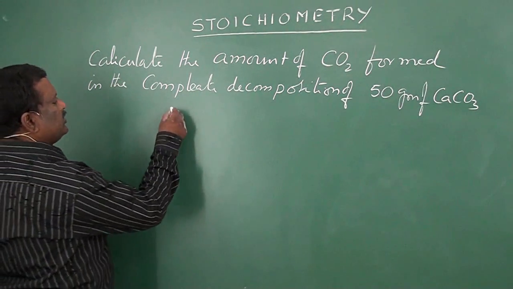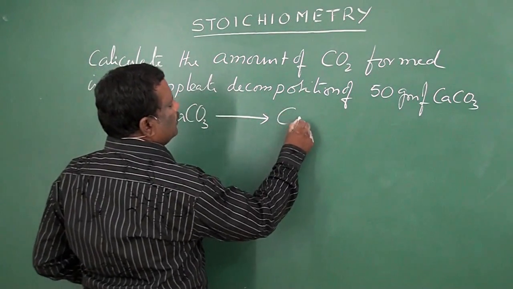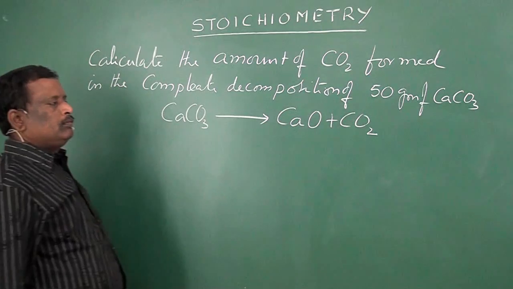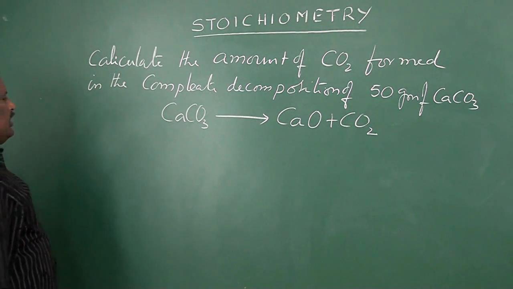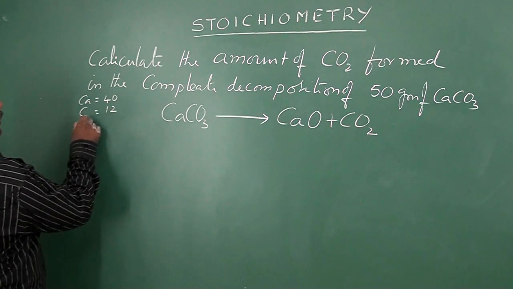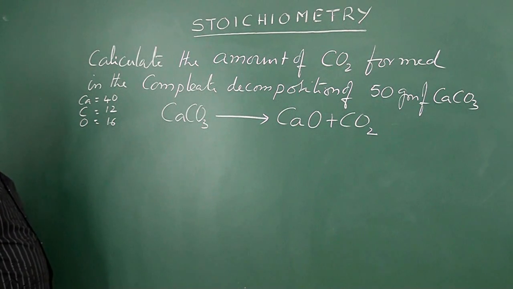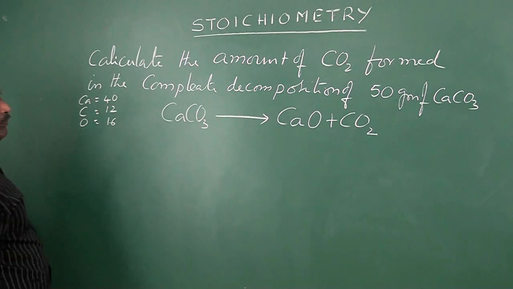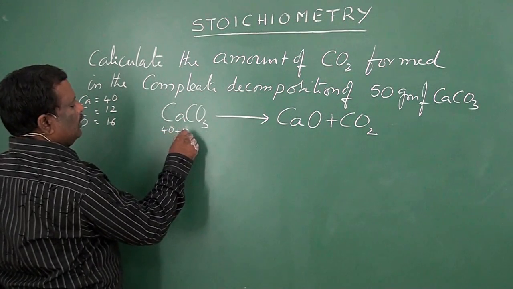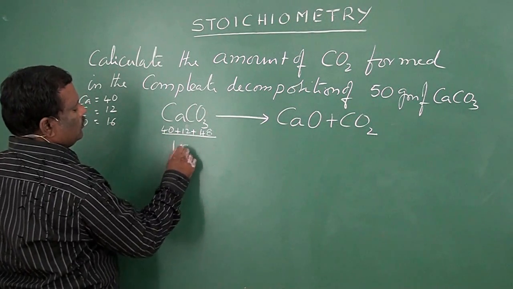So calcium carbonate, CaCO3, when heated, decomposes to give calcium oxide and carbon dioxide. Here the atomic weight of calcium is 40, carbon is 12 and oxygen is 16. Up to 30 elements, you should learn the atomic weights. So calcium is 40, so 40 plus 12 plus 3 sixteens are 48. So the sum is equal to 100.